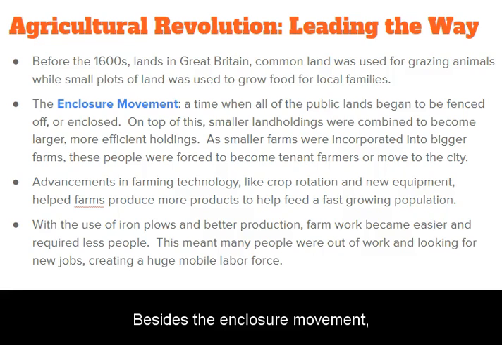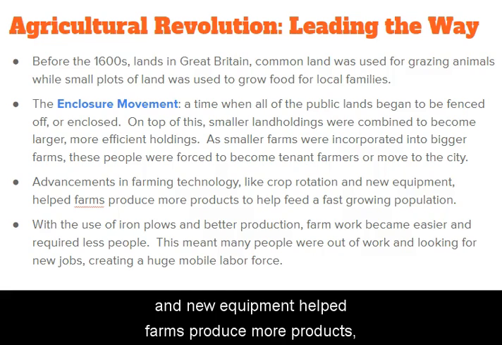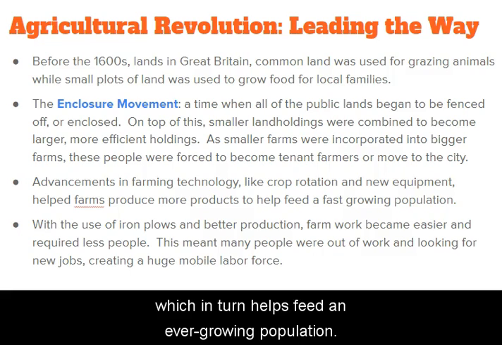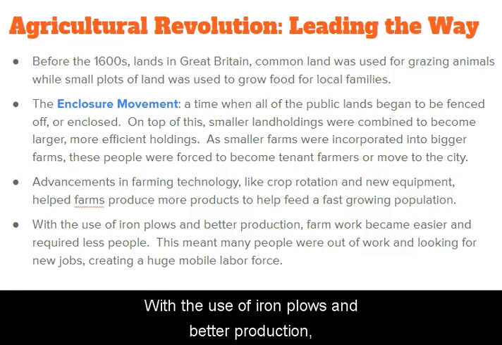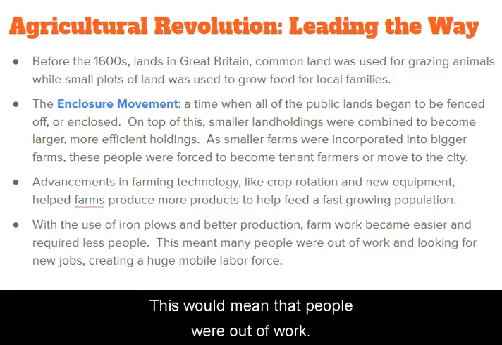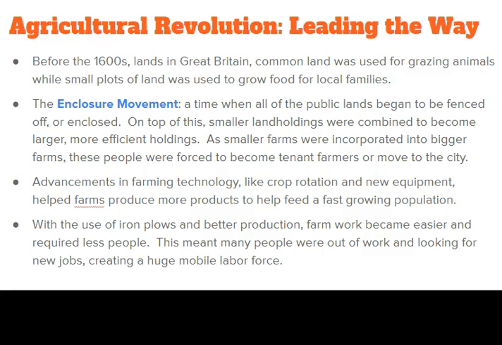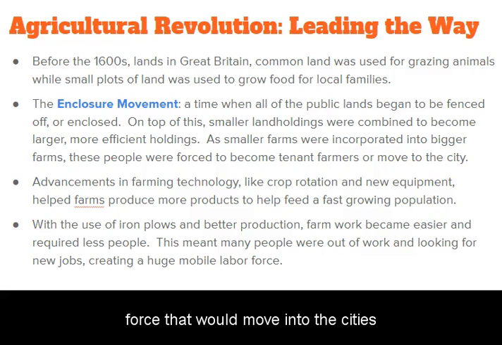Besides the enclosure movement, advancements in farming technology like crop rotation and new equipment helped farms produce more products, which in turn helped feed an ever-growing population. With the use of iron plows and better production, farm work would become easier and require fewer people. This would mean that people were out of work and looking for new jobs. These people looking for new jobs created a mobile labor force that would move into the cities and become the workforce for factories.